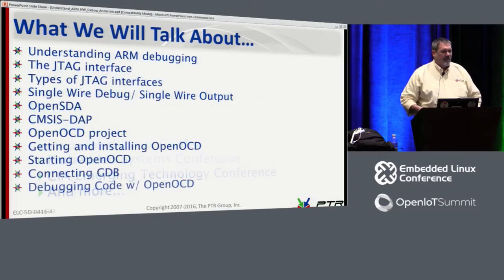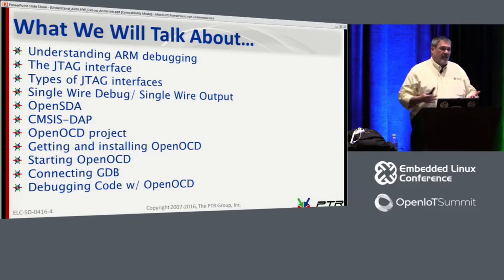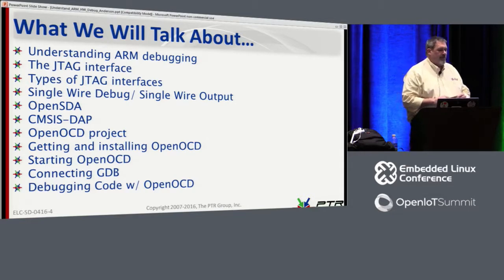So let's kind of move on here. What we're going to talk about, this is all about ARM debugging. Now, when I say ARM, I mean Cortex-A, Cortex-R, and Cortex-M platforms. So some of the things that we'll be talking about are specific to the Cortex-M. Some of them are specific to the Cortex-A. We'll kind of outline those as we go through.